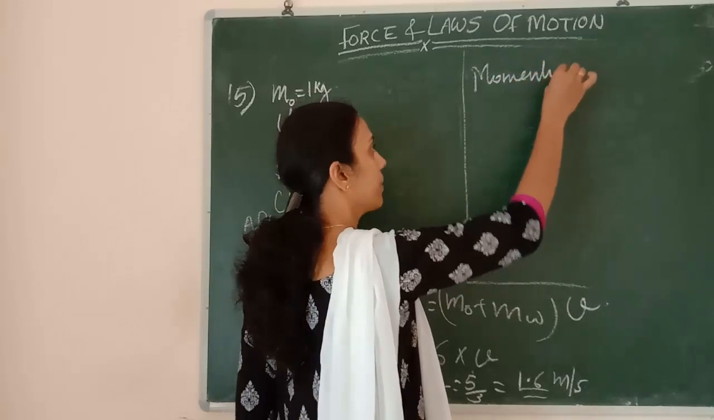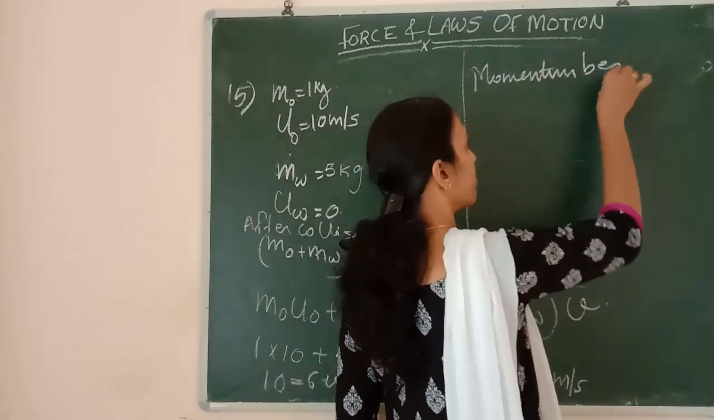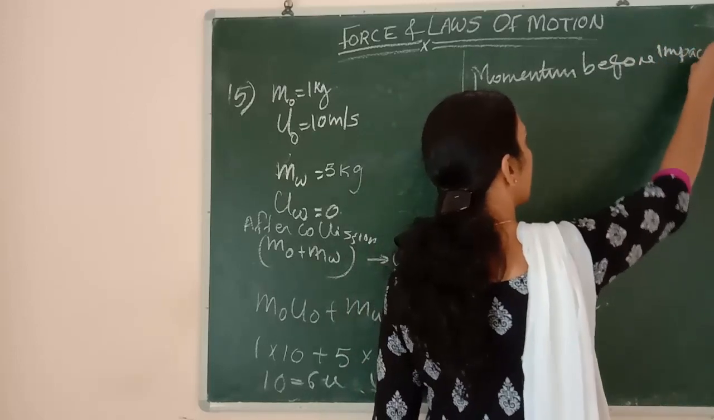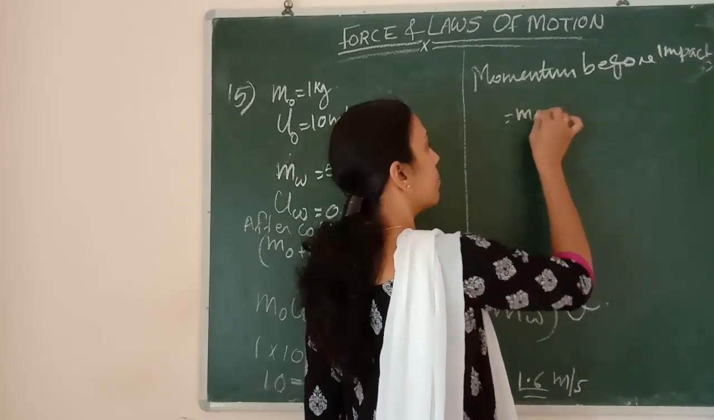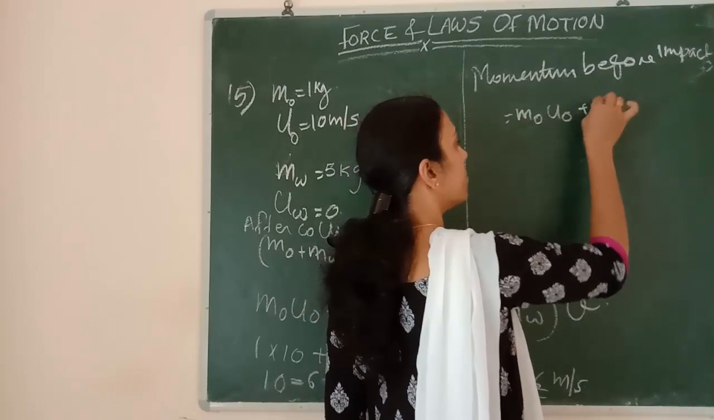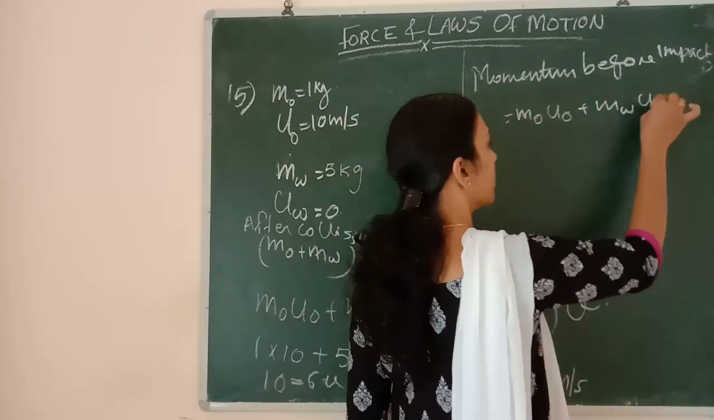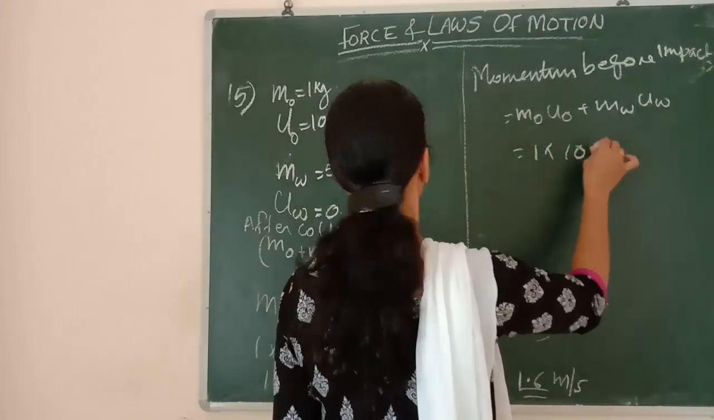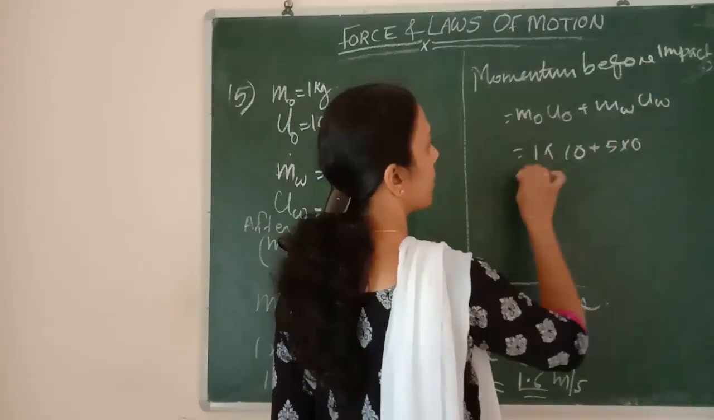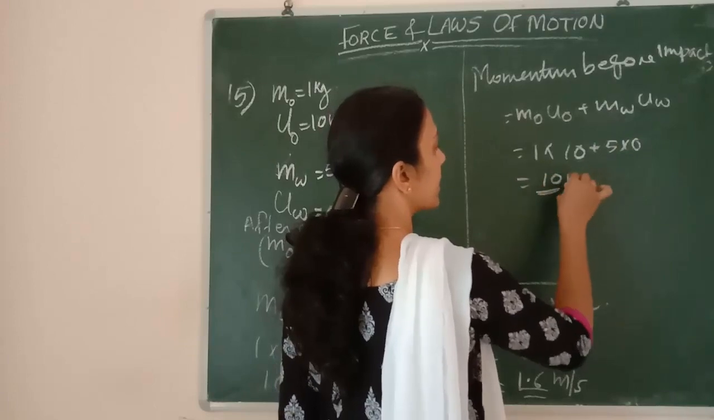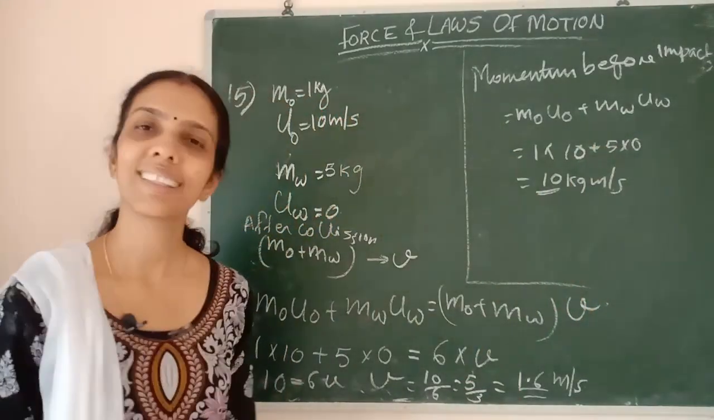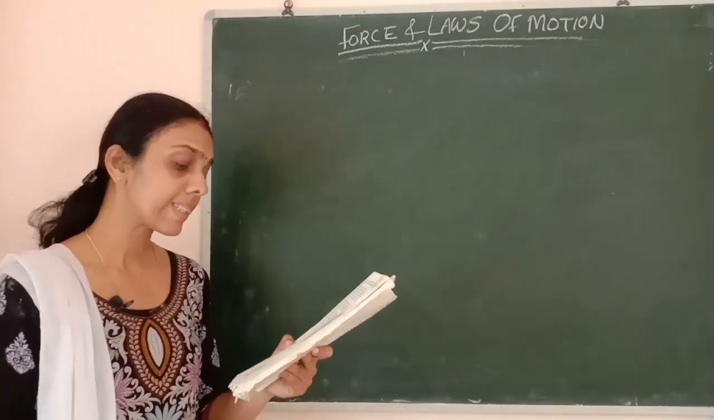Momentum before impact. How will you find out? mo uo plus mw uw. Okay, mo is 1 into 10 plus 5 into 0. So it will be equal to 10 kilogram meter per second. Okay, clear? Next is 16th one.